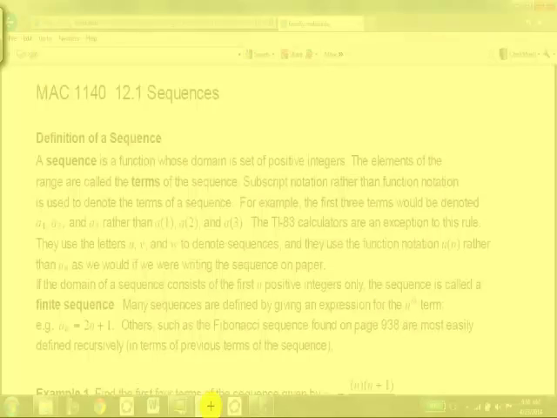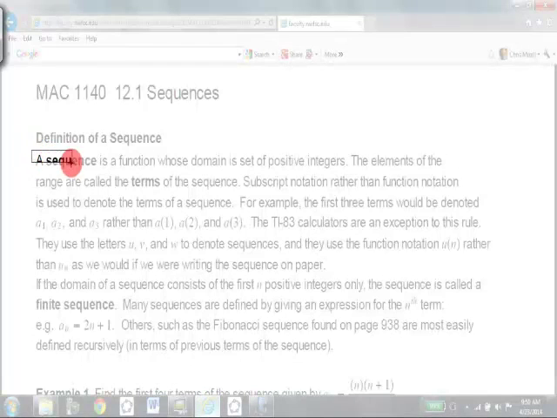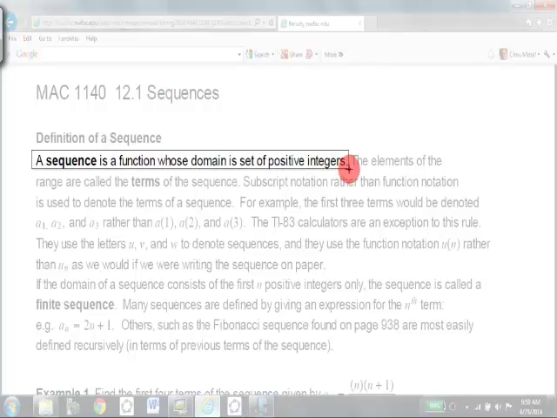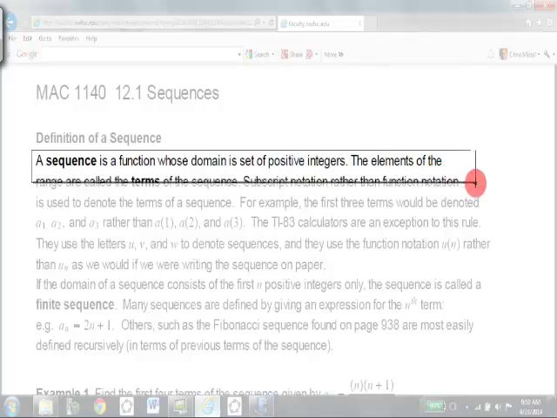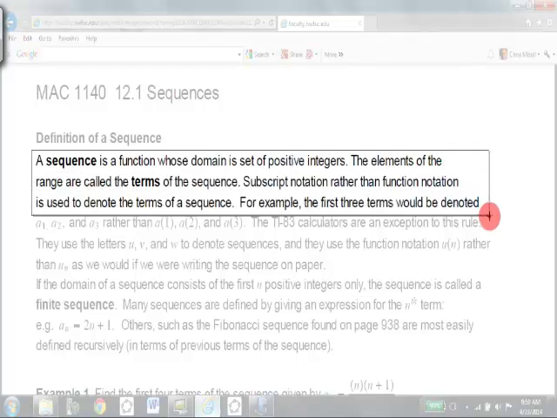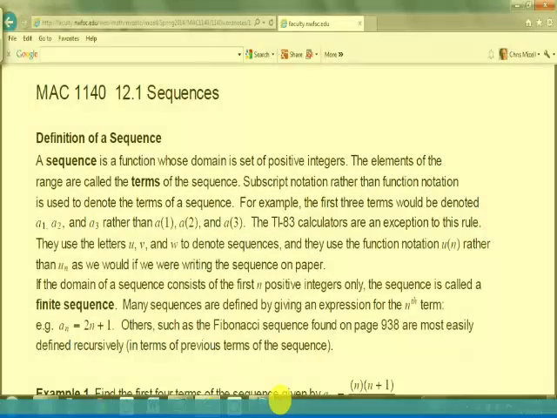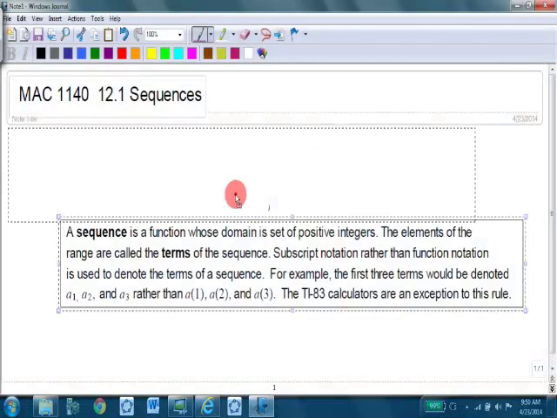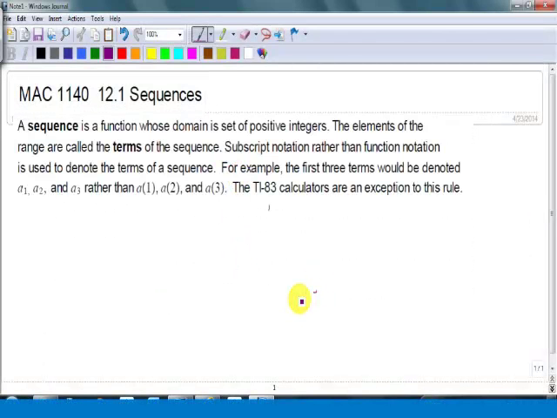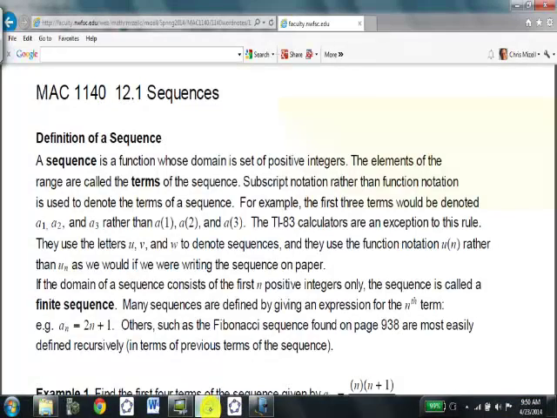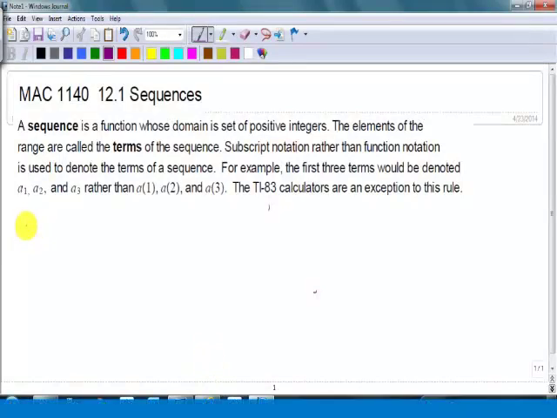Definition: a sequence is a function whose domain is the set of positive integers. How much of this definition do I want to grab? Maybe a lot of this. Maybe that much. So consider the sequence. What sequence? A sub n equals 2n plus 1.